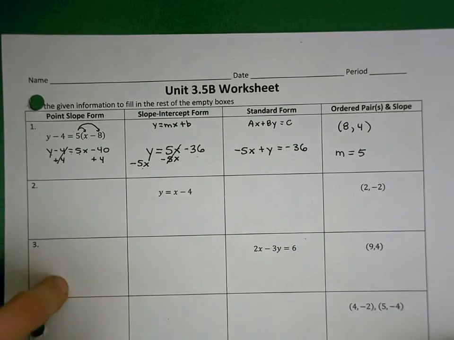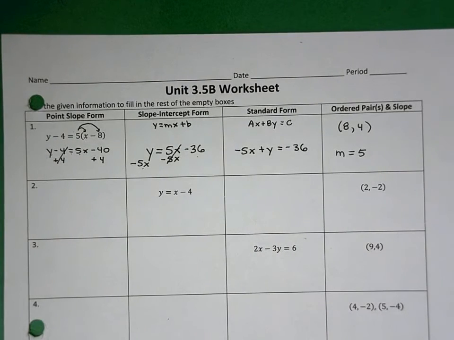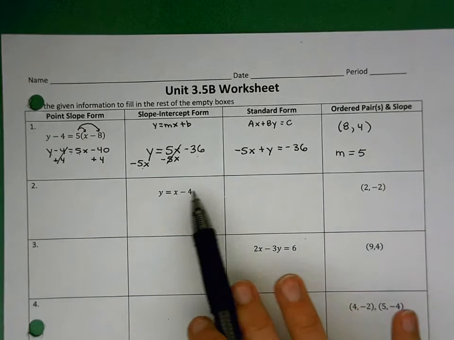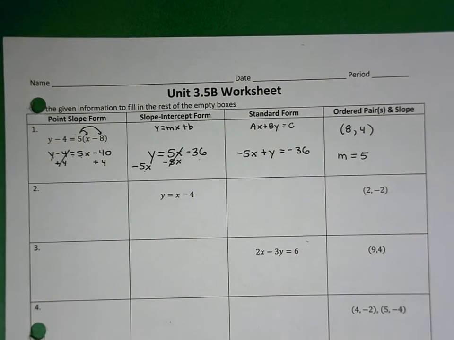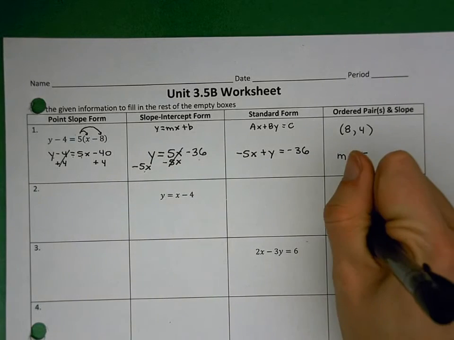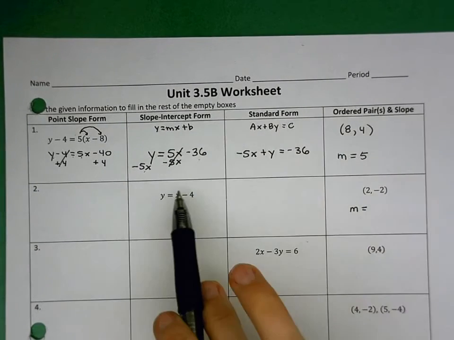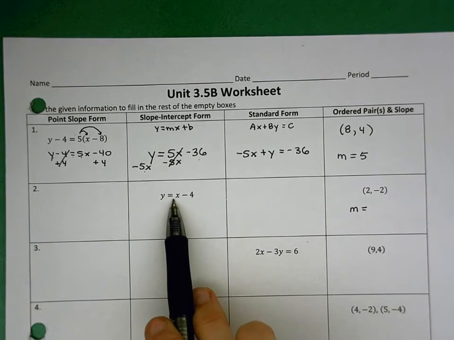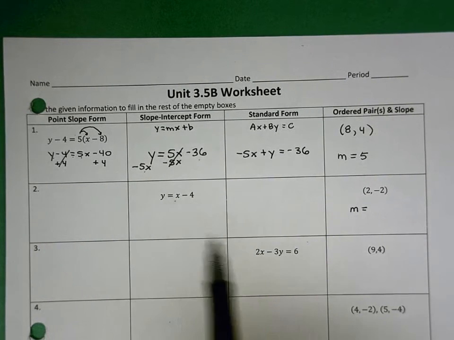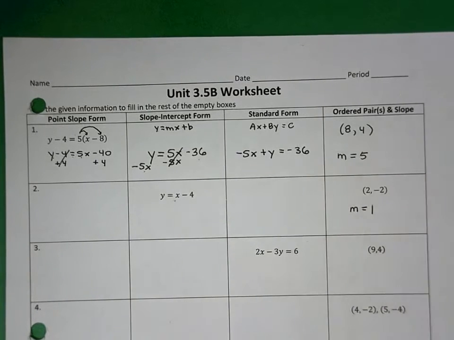Okay. In number 2, we are given an equation in slope-intercept form, and we are given an ordered pair, a point. So first let's go ahead and identify what is our slope. In slope-intercept form, your slope is the number attached to the x. And I can't see it, but it is there. That number attached to the x is 1. And so my slope in this case is 1.